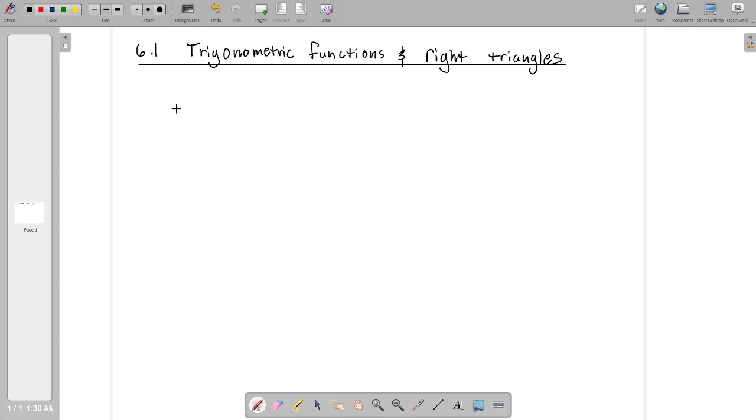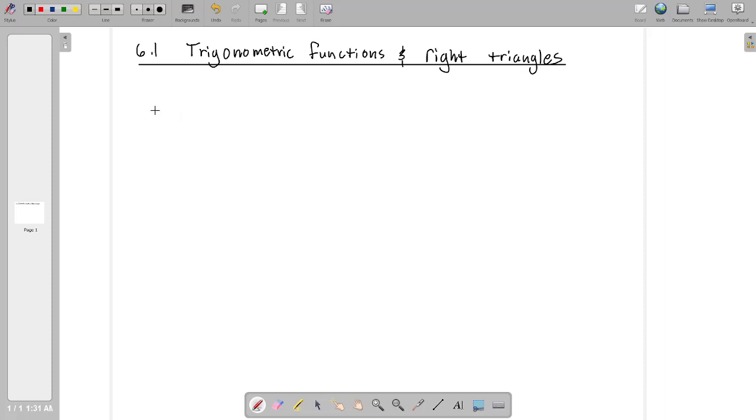I don't like the order in which the book writes these out. I think trigonometric functions and right triangles should actually be before the unit circle, so we're going to cover it in that way. But if you wanted to see the unit circle first, then go on a couple of sections down and you'll see 5.1. That's where we start the unit circle and trigonometric functions in the unit circle.